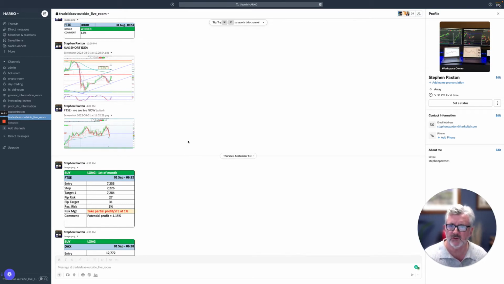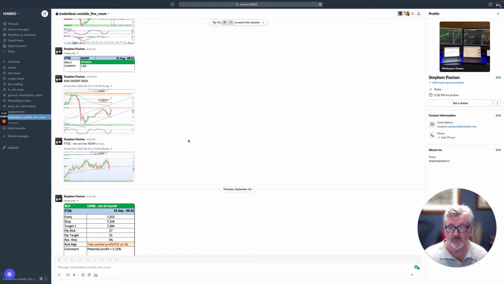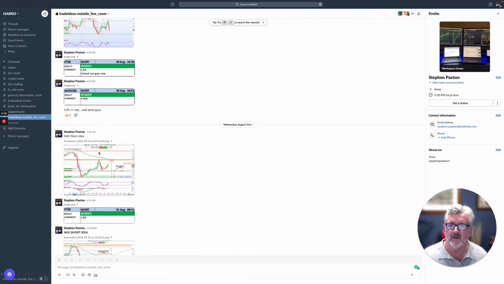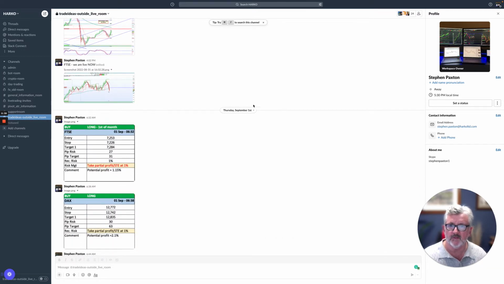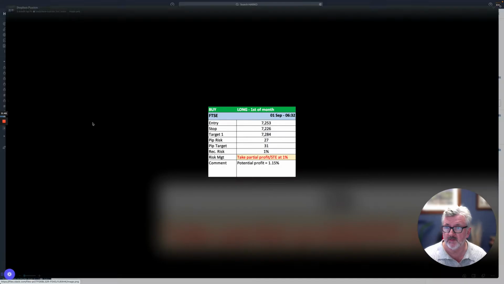This application that you can see in front of you is called Slack, and we use that on the desktop and also on your mobile phone, so you can see the trades. As you can see, it's just full of signals and evidence of what we actually do. So let's start at the beginning of September. September the 1st, I'll zoom it up.